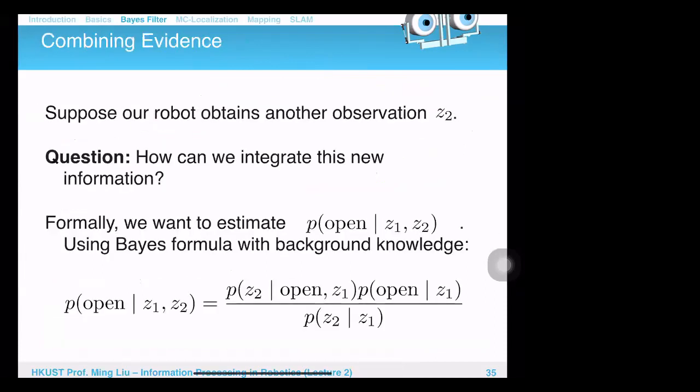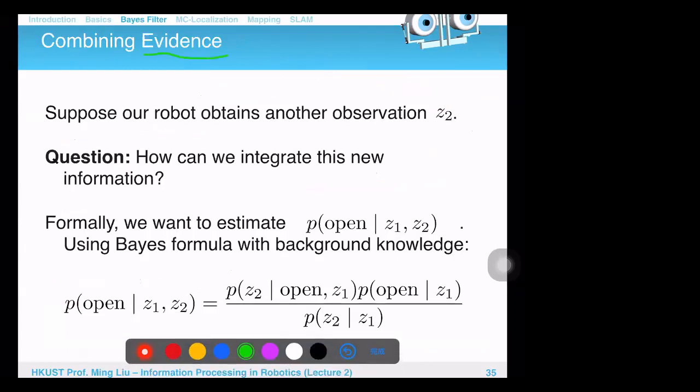And now comes another problem, right? How can we combine the evidence? You have a very good evidence, which is the Z. Now we rewrite the Z as Z1, okay? Supposedly we have another observation Z2, okay?